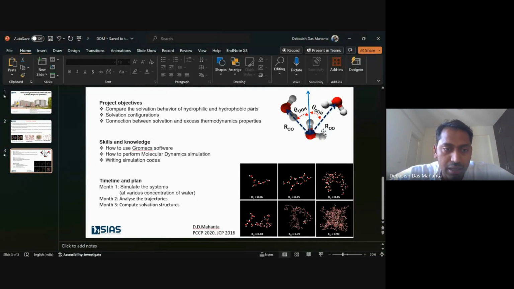Regarding the timeline, I cannot really fix it, but here I have written that in month 1 we will simulate the system, and in month 2 we will analyze the trajectories, because after the simulation we get the trajectories of those molecules at various time frames. In month 3 we'll compute the solvation structures. But during the whole period, we'll always focus on the scientific questions, like what is the role of those solvation in the thermodynamics or in the biologically relevant things. Thank you all. If you have any questions, feel free to reach out.